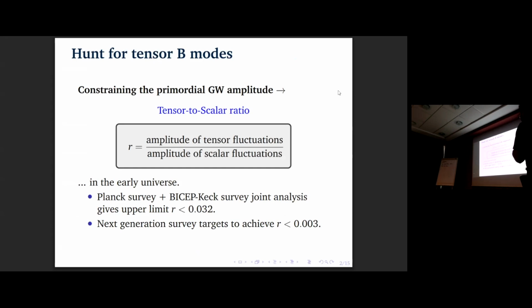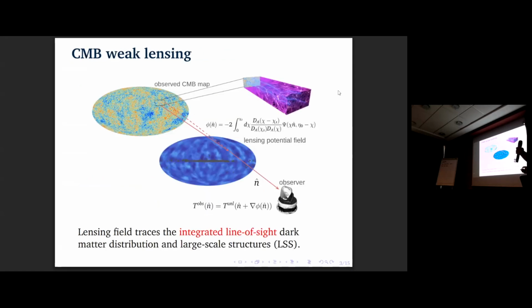Cosmologists want to constrain this primordial gravitational wave amplitude, and the parameter they look for to constrain this amplitude is called the tensor-to-scalar ratio, which is the ratio between the amplitude of tensor fluctuations and the amplitude of scalar fluctuations. Currently, we have an upper limit on this parameter r from Planck and BICEP, of about 0.032. But next generation CMB surveys want to constrain it down to 0.003.